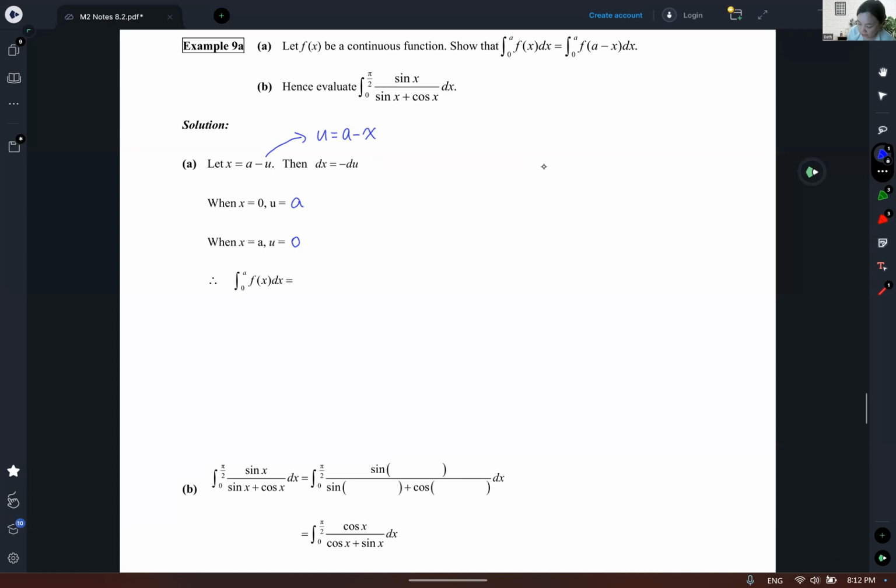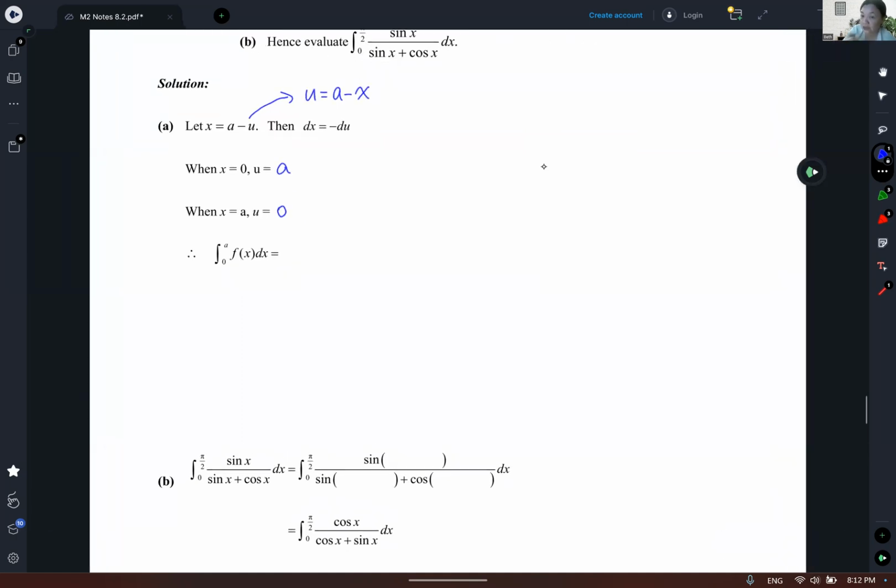So the left-hand side integral, if I change the variable, everything is changed. The lower limit 0 is changed to a. The upper limit a is changed to 0. And f of x is changed to f of a minus u. And dx is changed to negative du, like that. That is the method of substitution. Afterwards, you don't have to change it back again. Remember, you only do the change of variable once. And then all you do is simplify.